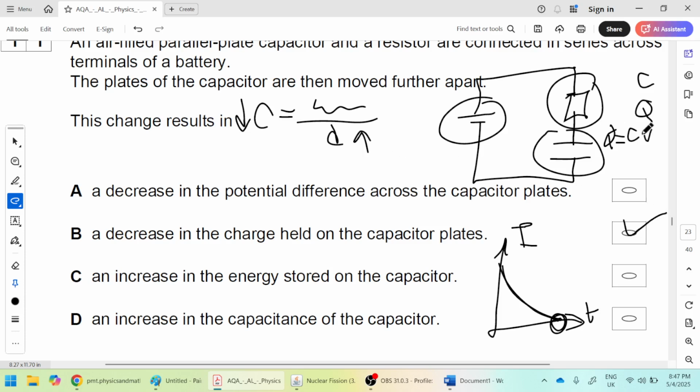Like temporarily, as soon as you make this change, Q has not started to change yet. So if you look at V equals Q over C, you'll find that when C drops, V becomes bigger. So I think current would start to flow the other way temporarily, but then ultimately the voltage across this will settle to the voltage across this. Kind of a harder question, you know.